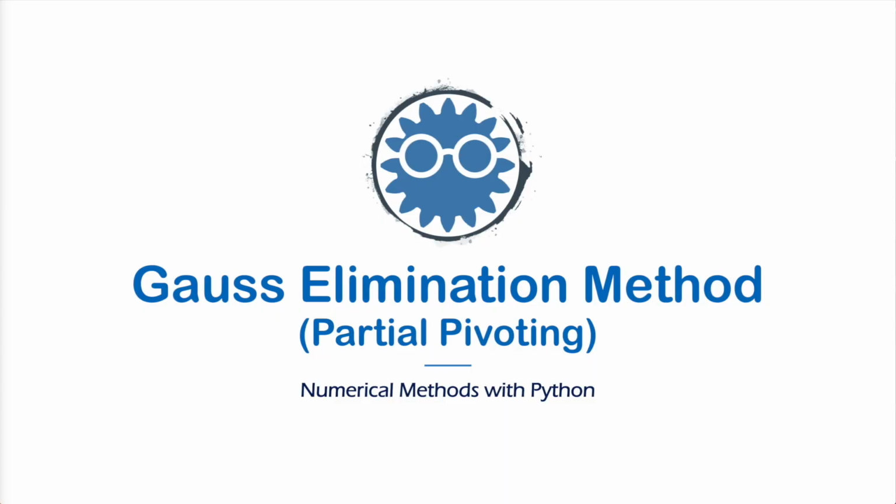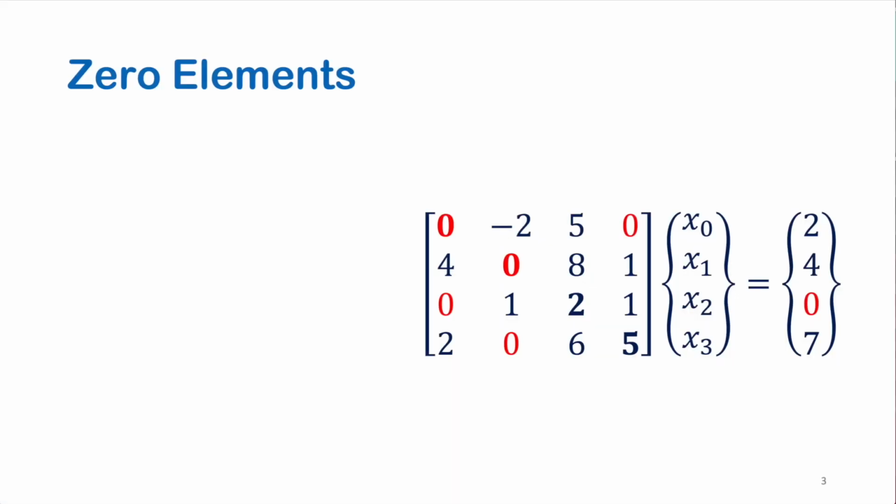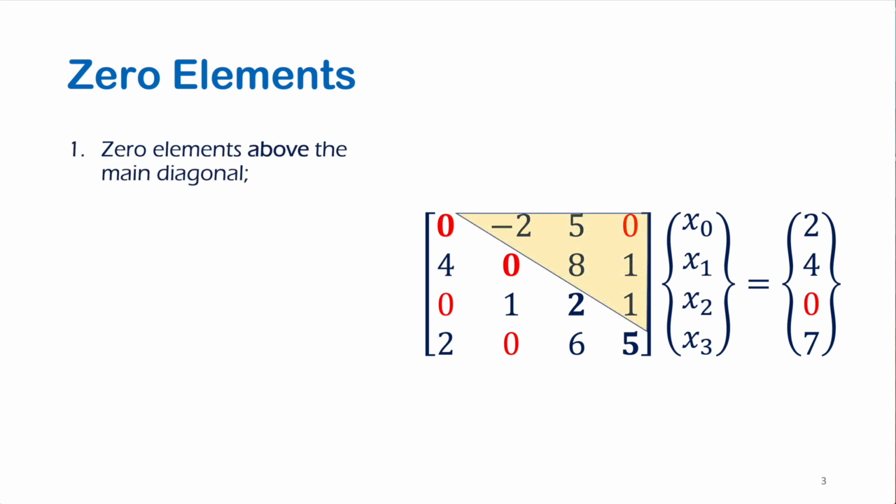Hello. In this video, I'll explain the partial pivoting technique used with Gauss elimination method when some elements in a system of linear equations have special values. In any given linear system, zero elements may be located anywhere in the matrix of coefficients or the vector of the constant terms. If the zero elements are above the main diagonal of the coefficients matrix, they do not affect the calculations at all for two reasons.